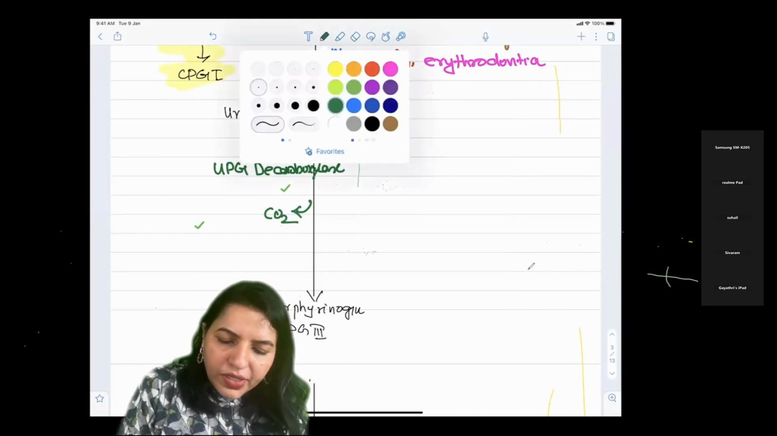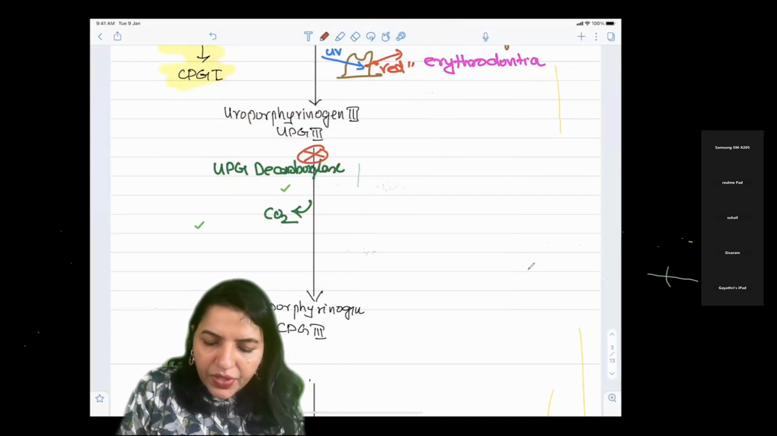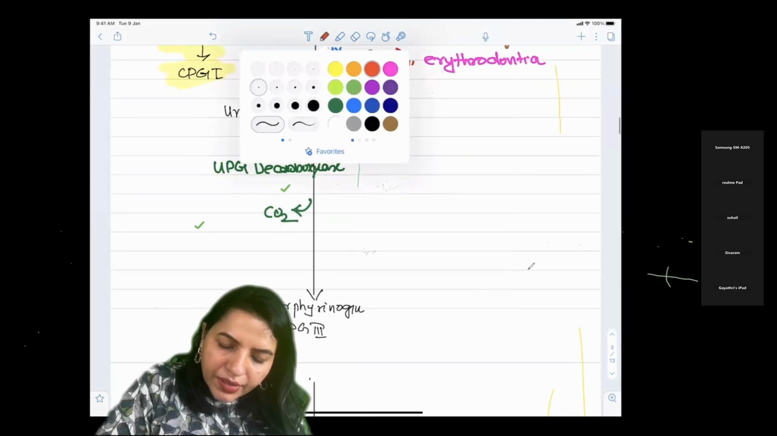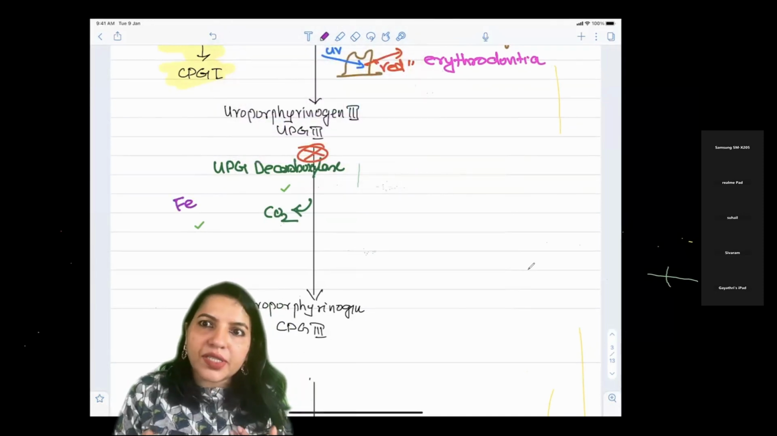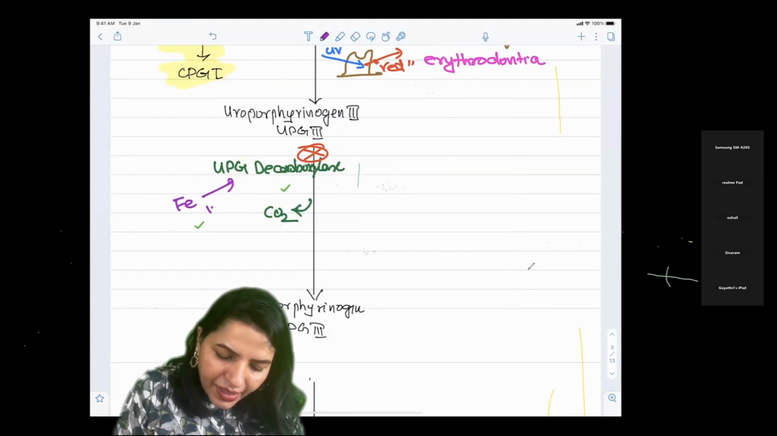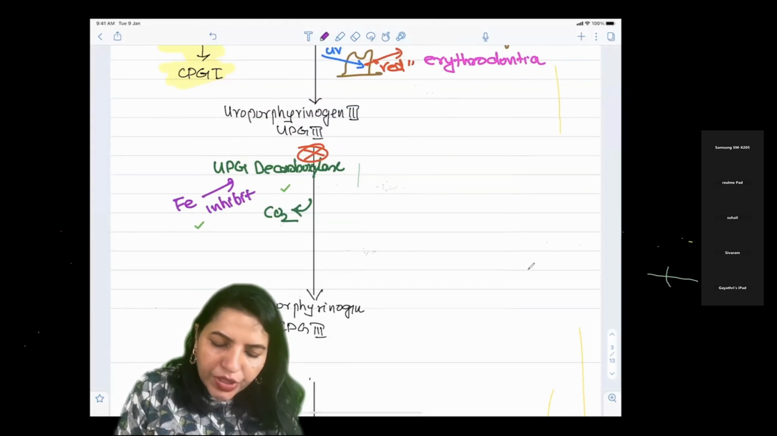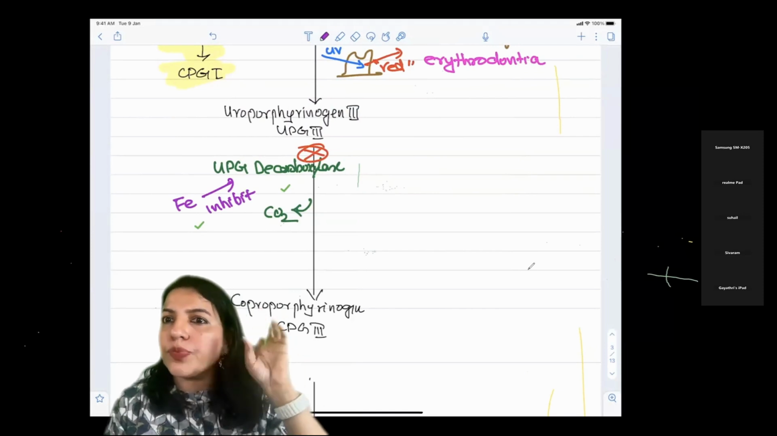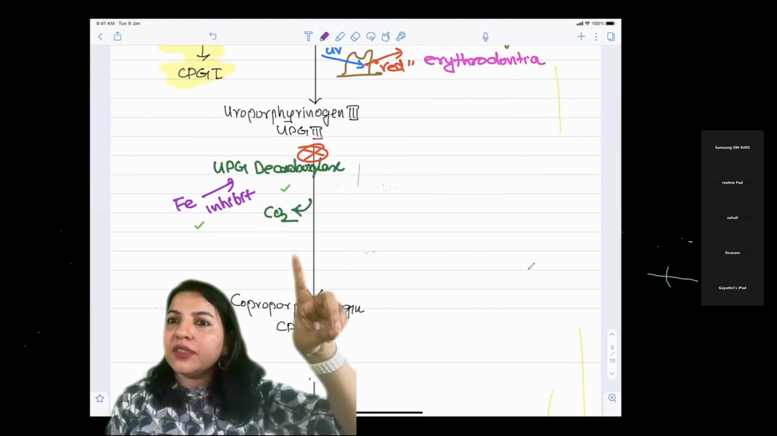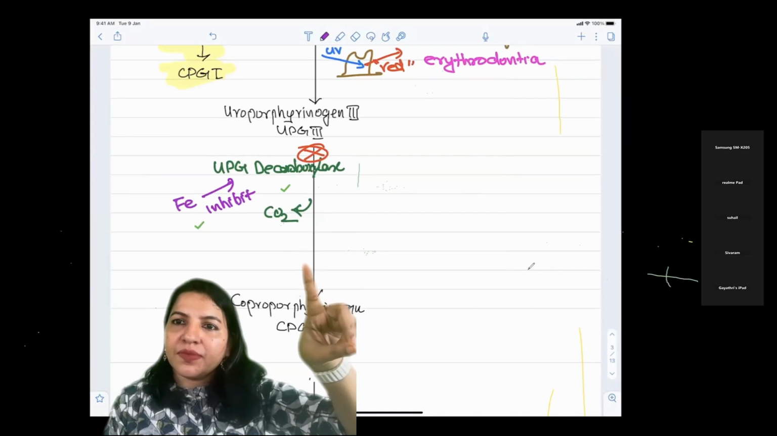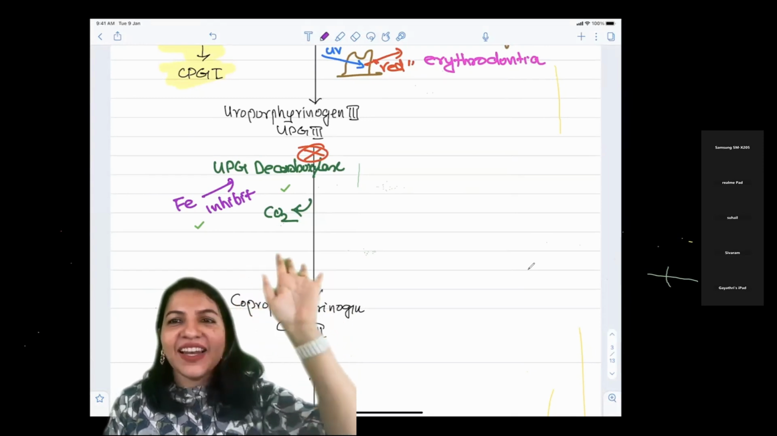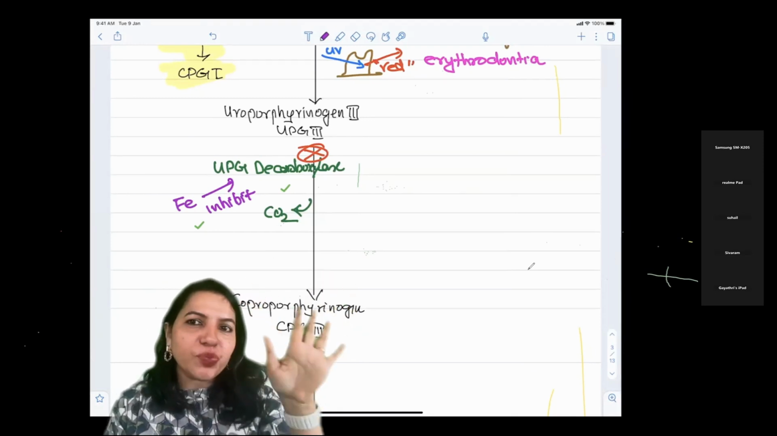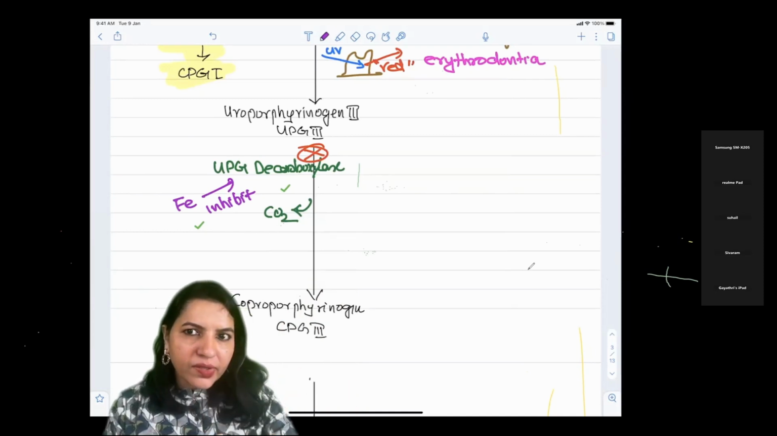Now, what you have to learn is what will happen if there is a defect here. Before telling that, let me tell you one more thing about the role of iron here. Iron can inhibit UPG decarboxylase. Lead can inhibit ALA dehydratase. So iron can inhibit UPG decarboxylase. Okay. What is the importance of that?